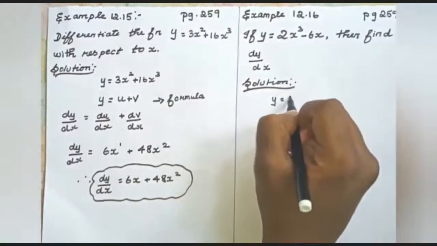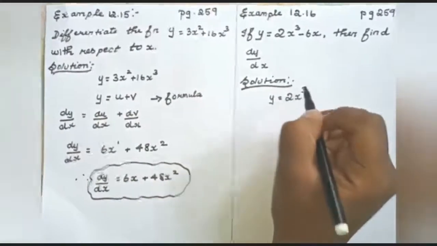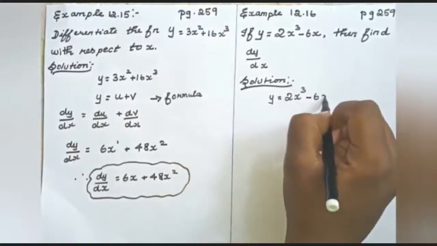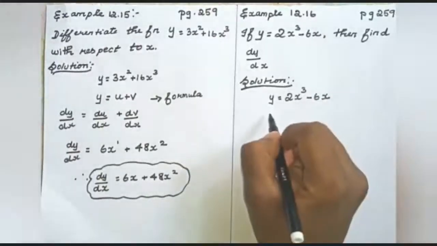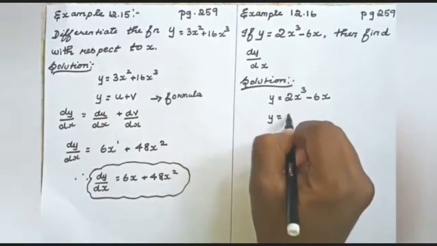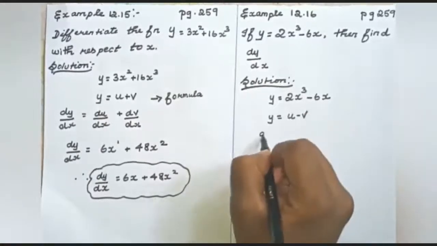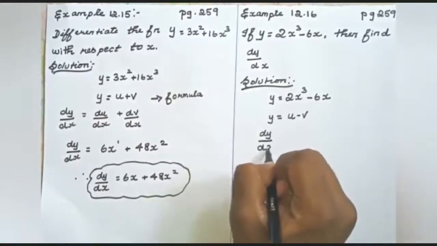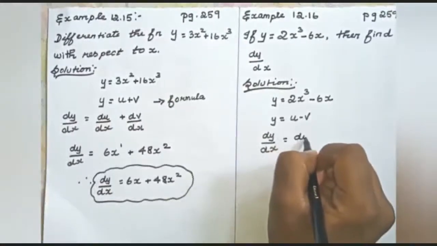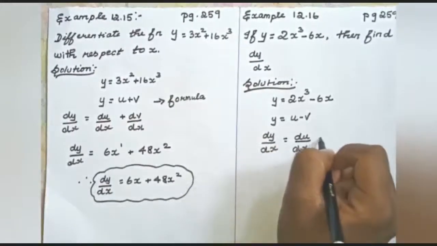Now moving to example 12.16 given on page 259. This is not an upgradation of the sum. This is exactly the same sum we have dealt with now, where 2x cube minus 6x. The change in this sum is that the u plus v form will now be the u minus v form.